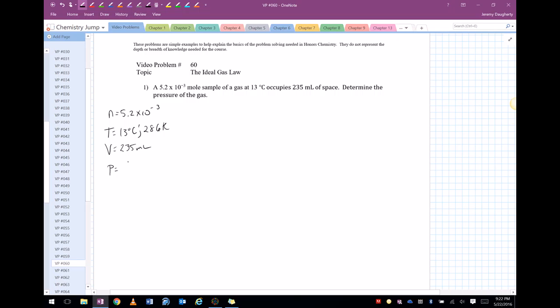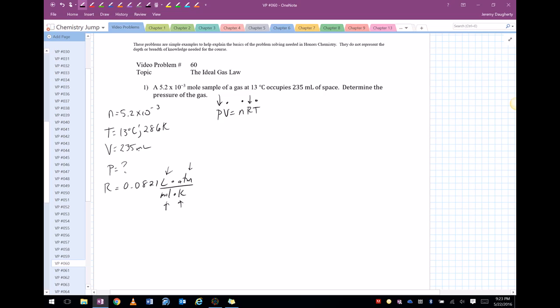So notice that I'm not doing anything to the gas, I'm just describing it. So that means I'm going to use the ideal gas law, which is PV equals nRT. Right? So I have n, I have T, I have V, I'm looking for P, but what about R? Well, R is a constant. So R is 0.0821, and that's liters times atmospheres divided by moles times Kelvin. So in other words, I have to have my units in liter, atmosphere, mole, and Kelvin.